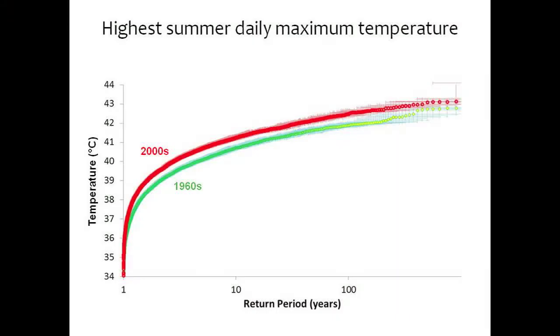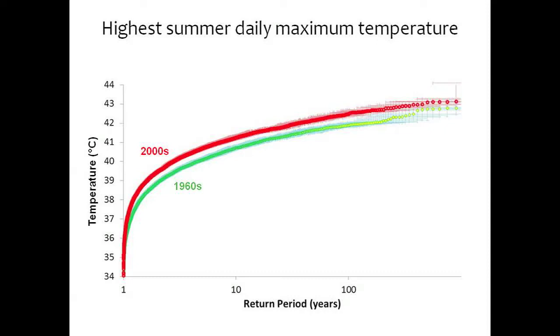Now that's looking at long-term trends. Another thing the super ensemble allows us to do is look at the distribution of a particular variable. So we can start looking at what happens at the extremes. In this case, I pulled out the summer maximum temperature from every year in the historical period, and I plotted it as a return period. So what you're looking at is essentially the likelihood of a summertime temperature being surpassed in the 1960s, which is the green line, and the 2000s, which is the red line.